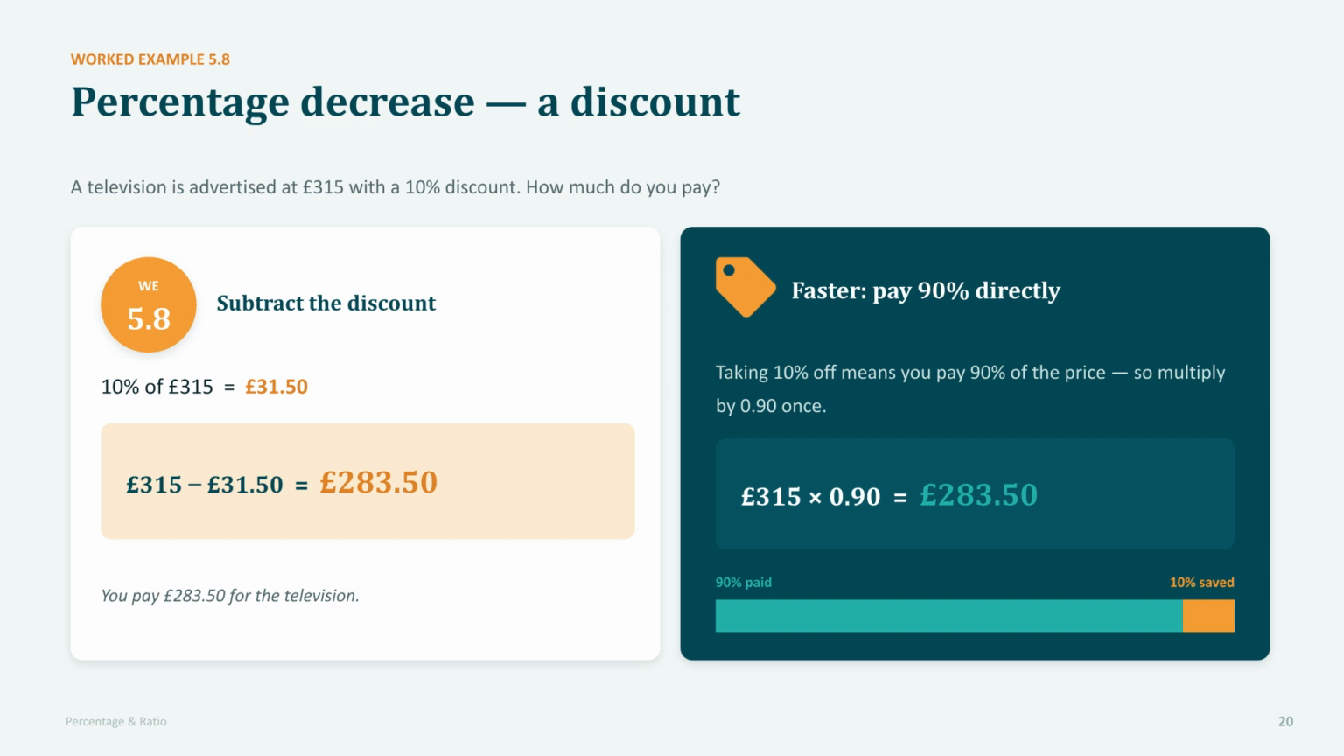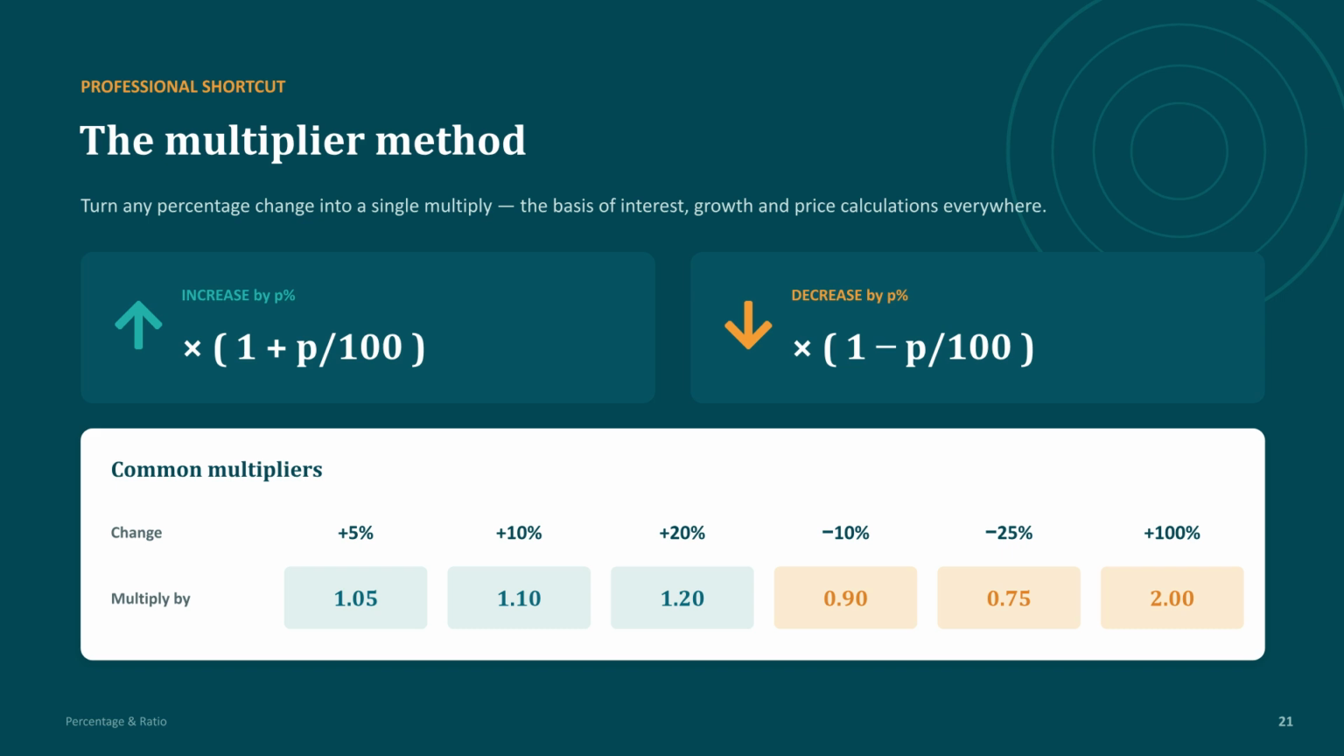For percentage decreases, like a discount, you can subtract the discount from the original. A 10% discount on 315 pounds is 31 pounds and 50 pence, leaving 283 pounds and 50 pence. Or just multiply by 0.90 to pay 90% of the price directly. The multiplier method is a professional standard for interest, growth, and price changes. For an increase of p%, multiply by 1 plus p over 100. For a decrease, multiply by 1 minus p over 100.